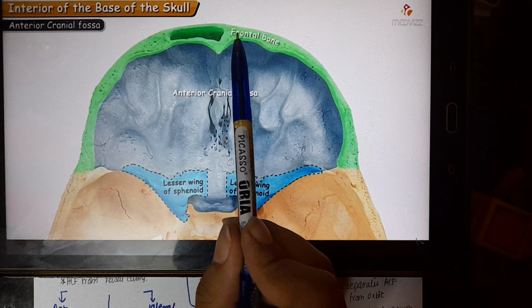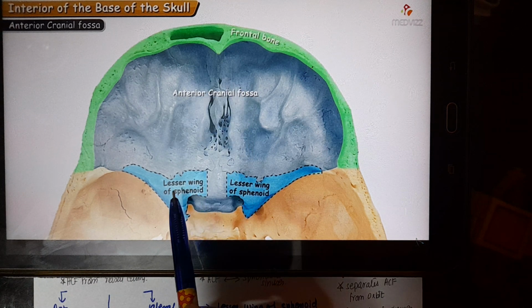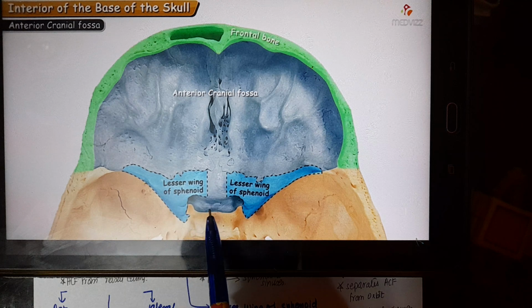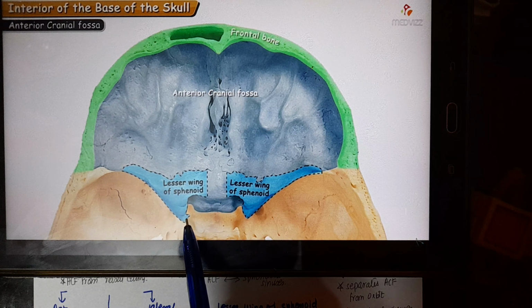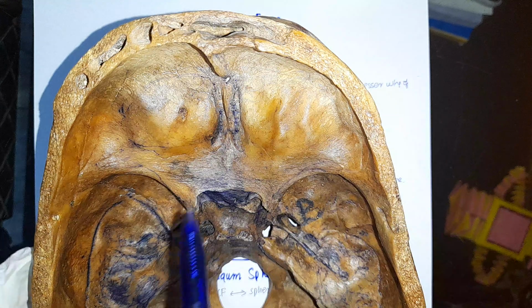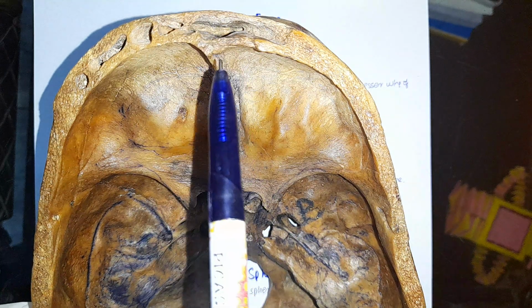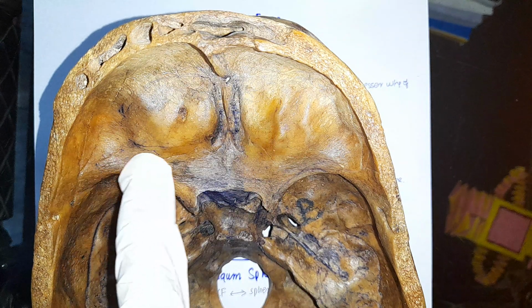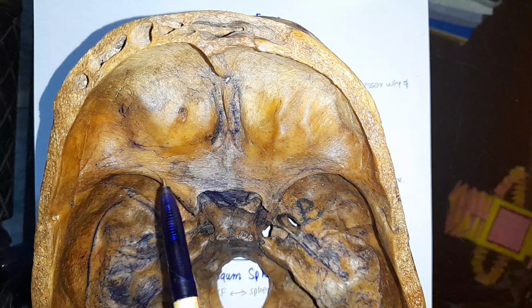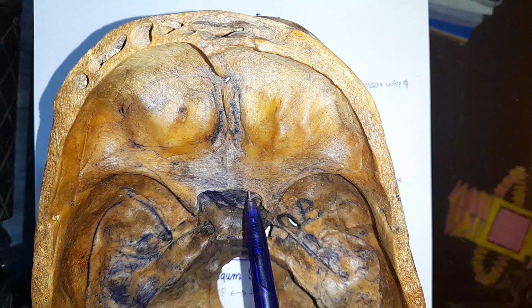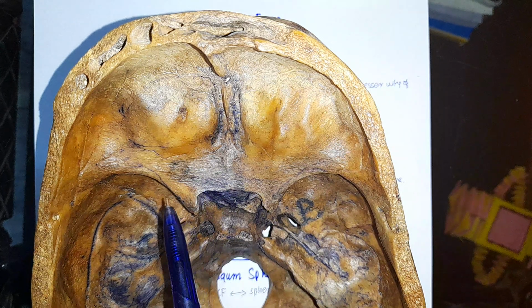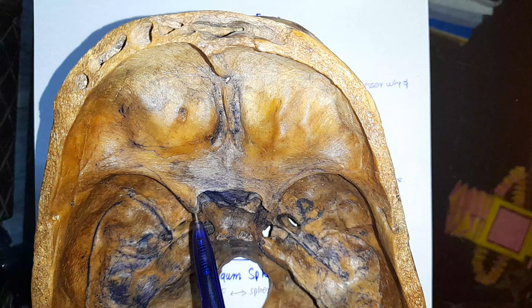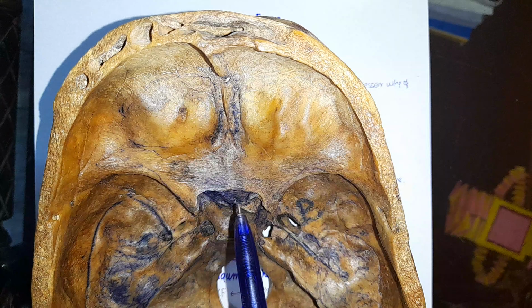So the boundaries have been done: the frontal bone and the frontal crest, and posteriorly the lesser wing of sphenoid, the sulcus chiasmaticus and the anterior clinoid process. First of all, you can see over here, this is the frontal bone and this region over here is the frontal crest. Then on the posterior side, you can see this is the lesser wing of the sphenoid. Then this region over here is the sulcus chiasmaticus. And where the sulcus chiasmaticus and the lesser wing of sphenoid meet, they form this region which is known as the anterior clinoid process. So these are the boundaries.